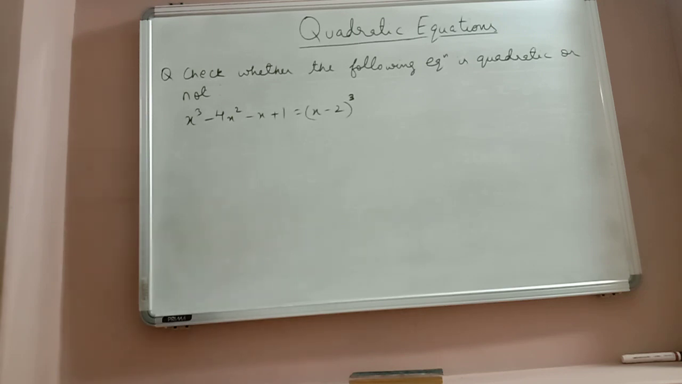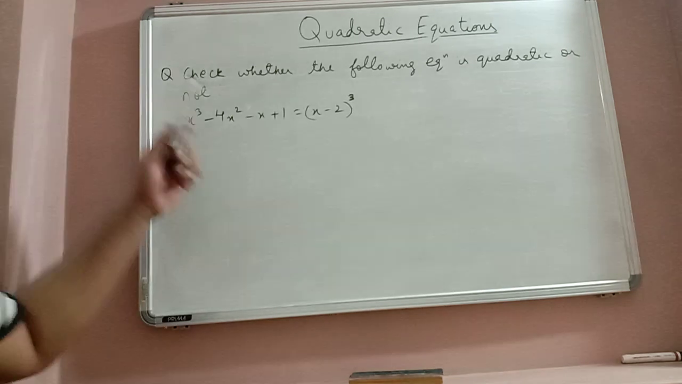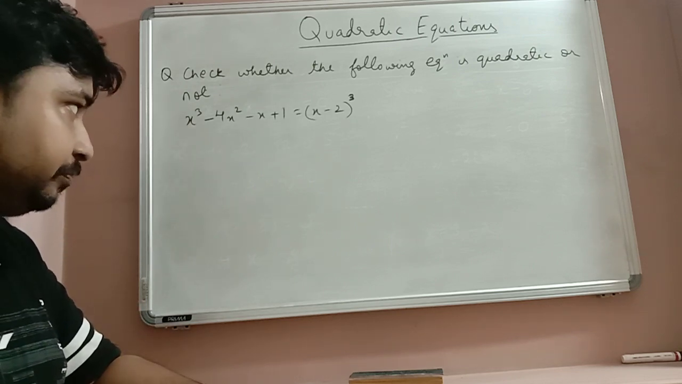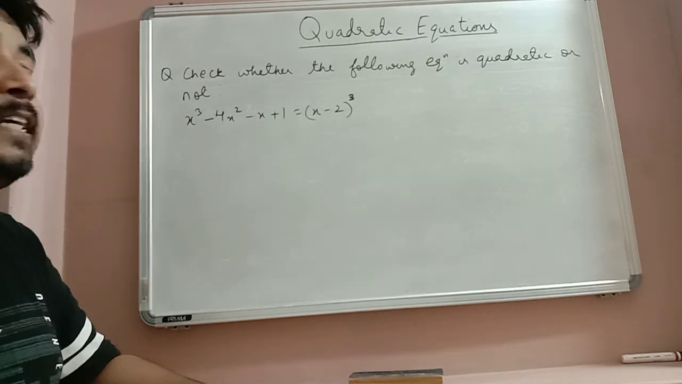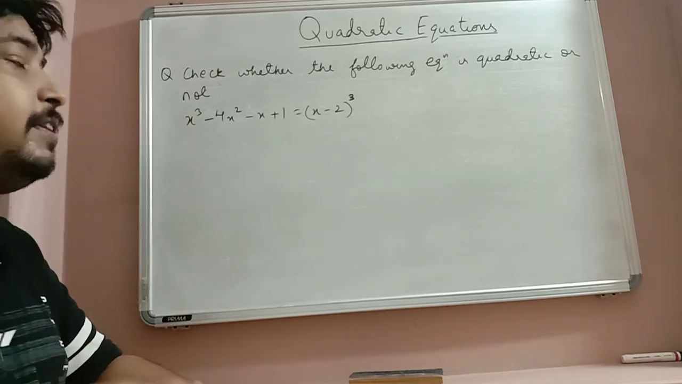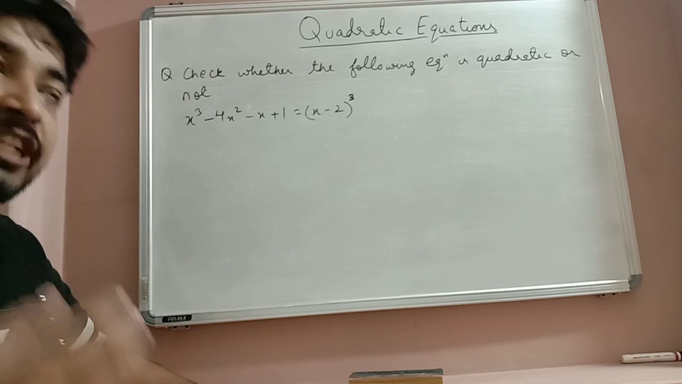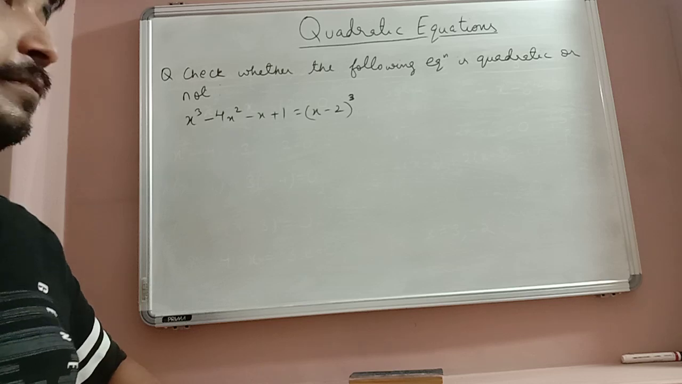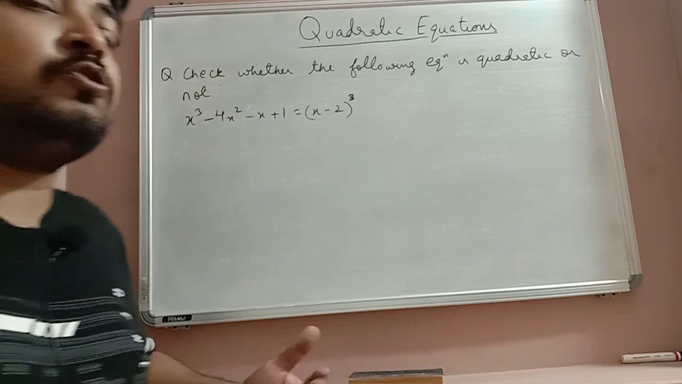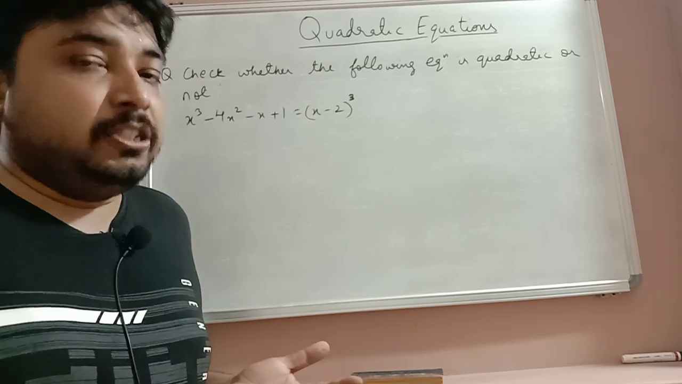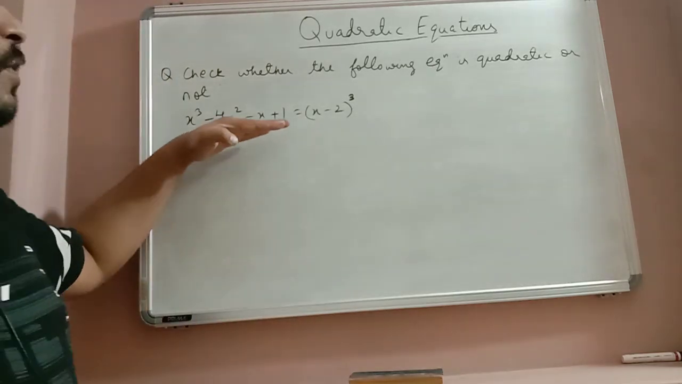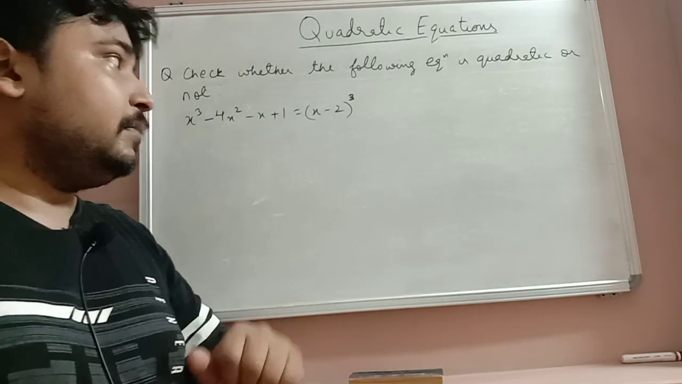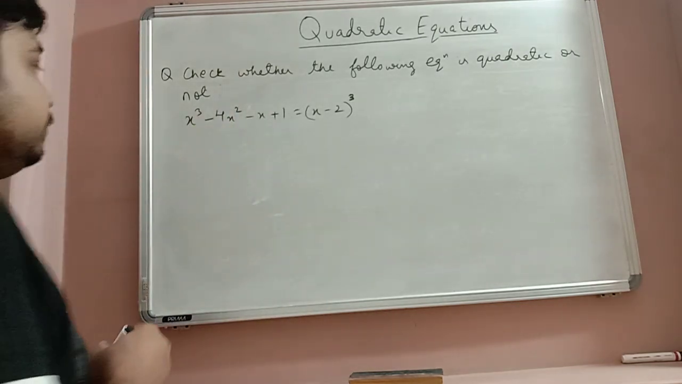Okay students, let's take up a question. Question says that check whether the following equation is a quadratic equation or not. So one thing we need to understand is that whenever an equation is given and you need to check whether it is a quadratic equation or not, we need to simplify it till it cannot be further reduced. So let's try to solve this equation.